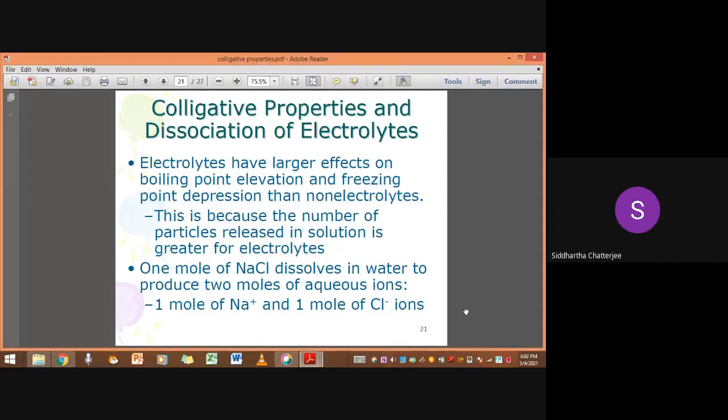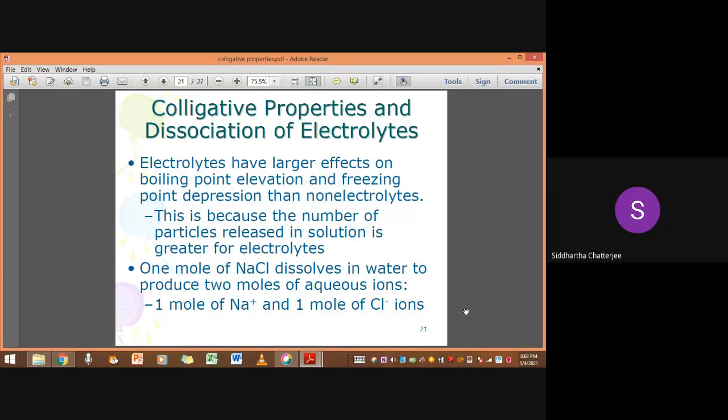Yes, sir. Okay, fine. So here you see the electrolytes have a larger effect on boiling point elevation and freezing point depression than non-electrolytes. Very simple. For example, at the very beginning I explained, suppose you are taking 1 mole of urea solution, 1 mole of sugar solution. You know sugar is a covalent compound, glucose is a covalent compound, and urea is a covalent compound. So they are not going to ionize in the solution. They remain as the same number of molecules as you are adding.